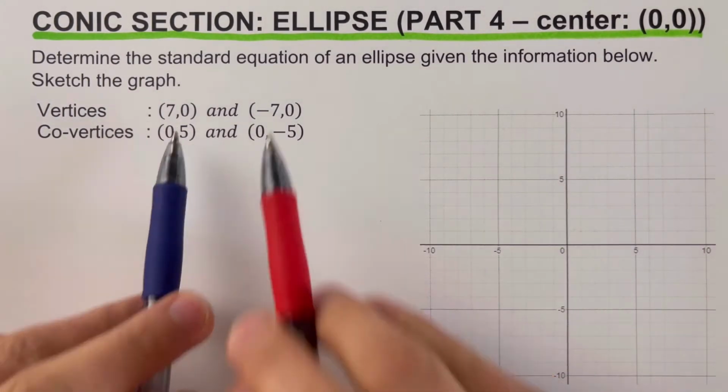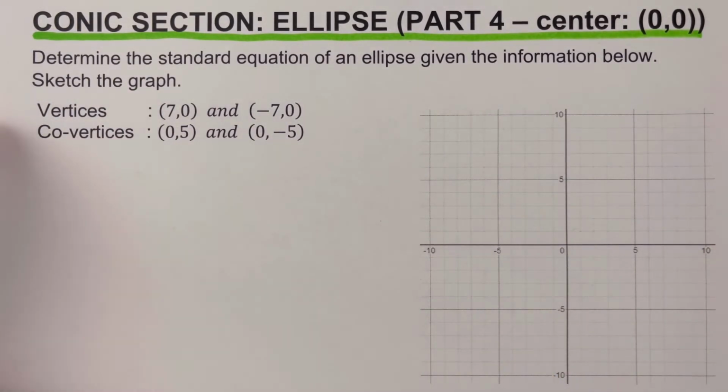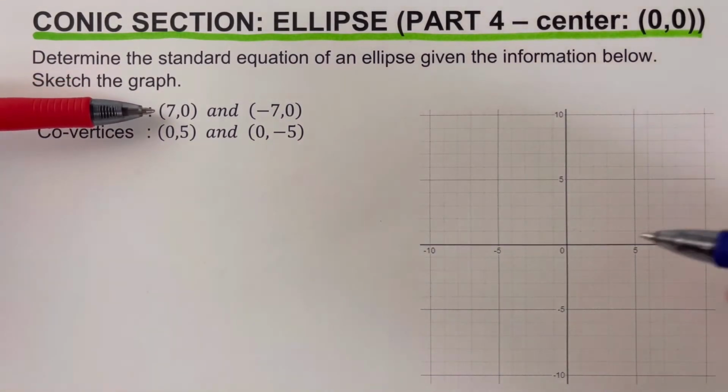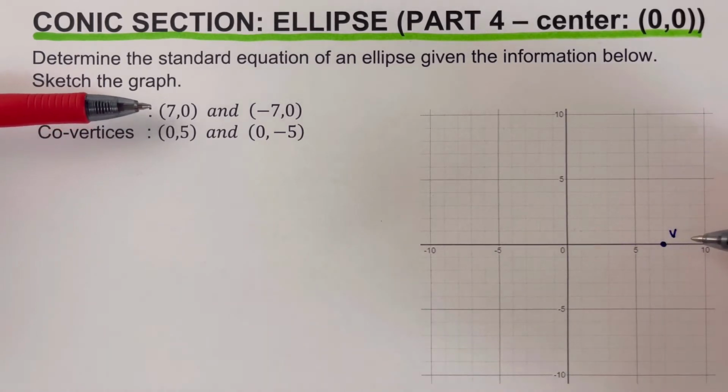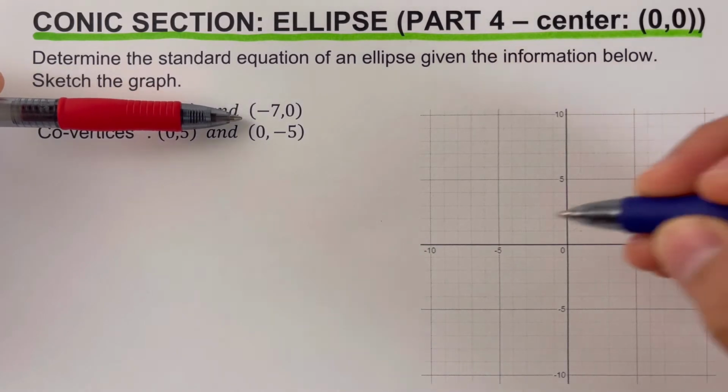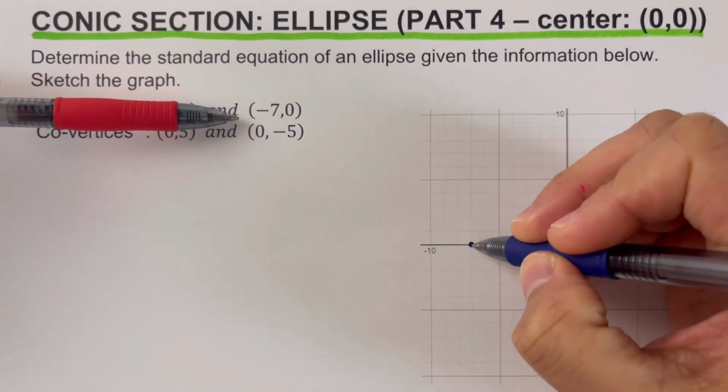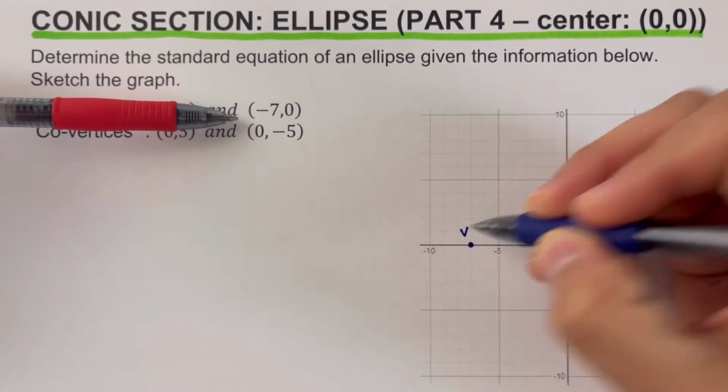two vertices. So I'm going to go ahead and plot these two vertices right here. We're going to start with 7, 0. So it's going to go 7 and then 0. This is our first vertex. I'm going to label that as V. Negative 7, 0 would be down here. So this is our other vertex.